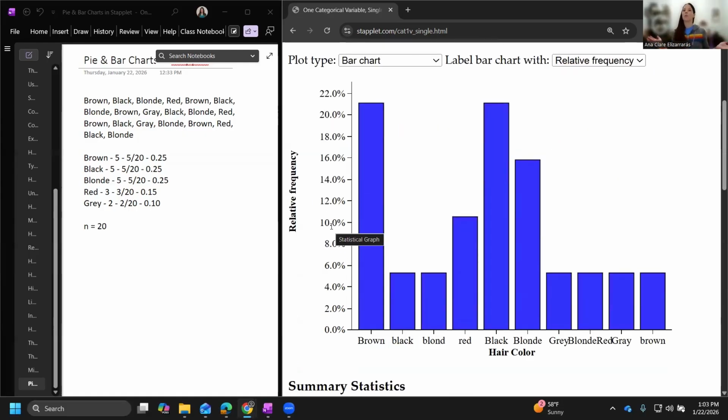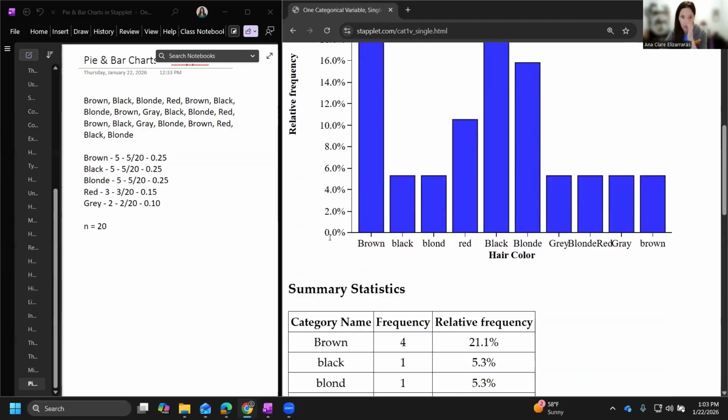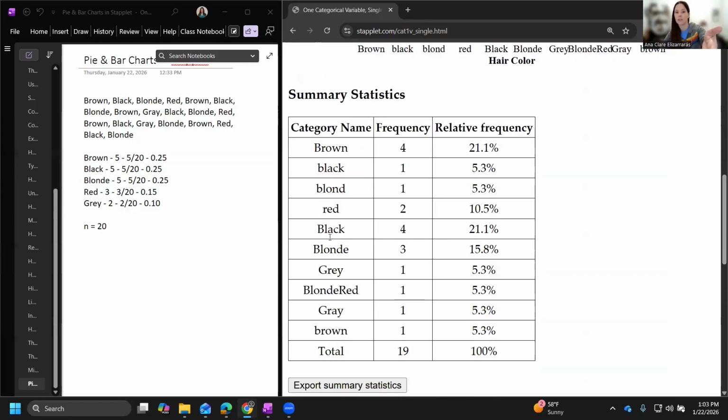Wow, there is way more categories than we should have. We should only have 5 categories, but we have a ton. So hopefully, maybe you were paying attention when I typed things in, maybe you weren't, but let's look at our hair color on the axis. We could even look at the summary statistics. I have brown, black, blonde, red, black. Why do I have black twice?